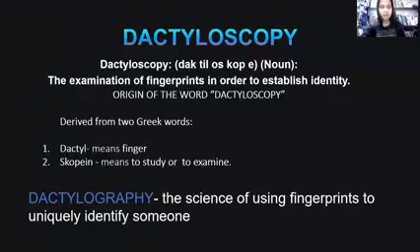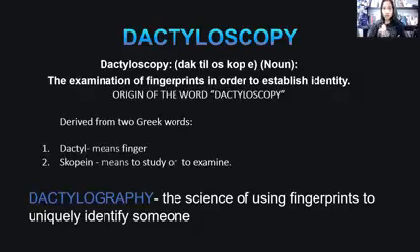Now, let us first define dactyloscopy, as well as differentiate dactyloscopy from dactylography. Dactyloscopy came from two Greek words, dactyl, which means finger, and scopein, which means to study or to examine. The difference between dactyloscopy and dactylography is that dactyloscopy is the examination of fingerprints in order to establish identity, while dactylography is the science of using fingerprints to uniquely identify someone.